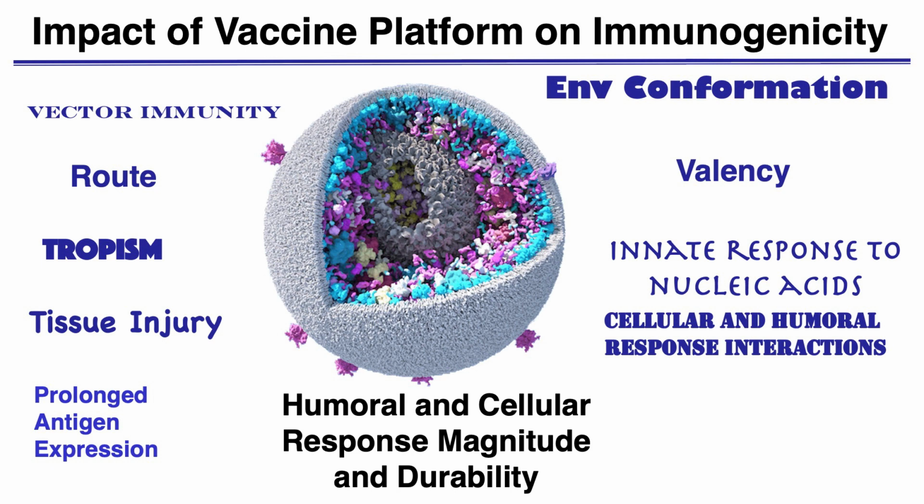For example, for HIV, envelope conformation is important, but also things like valency, so the number of spikes on the surface of a virus, the innate response to nucleic acids, and many of these other features. And the reason to study this is that if you know the rules, you can better engineer toward that. So spending less time on vaccines that maybe don't work, or improving vaccines that are marginal, and getting more quickly to things that actually have some chance of working.